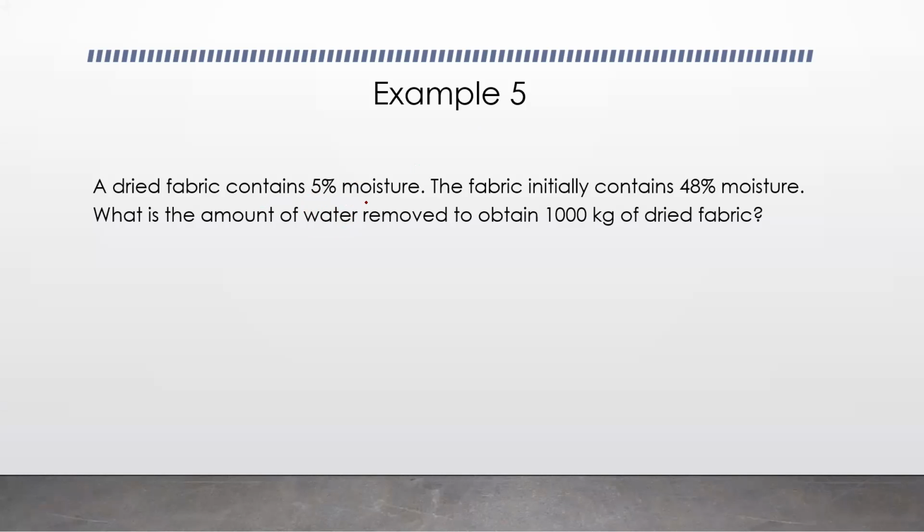A dried fabric contains 5% moisture. The fabric initially contained 48% moisture. Find the amount of water removed to obtain 1000 kg of dried fabric. Similar to what we did in the previous question, in the same way, you have to draw the block diagram.